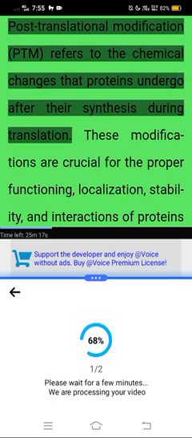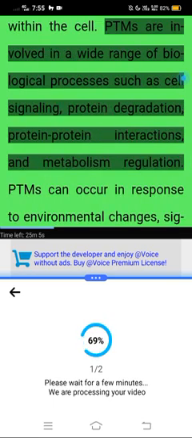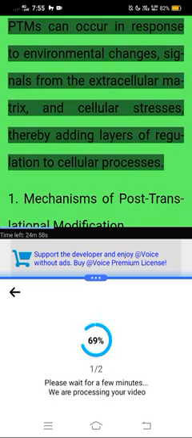Post-translational modification (PTM) refers to the chemical changes that proteins undergo after their synthesis during translation. These modifications are crucial for the proper functioning, localization, stability, and interactions of proteins within the cell. PTMs are involved in a wide range of biological processes such as cell signaling, protein degradation, protein-protein interactions, and metabolism regulation. PTMs can occur in response to environmental changes, signals from the extracellular matrix, and cellular stresses, thereby adding layers of regulation to cellular processes.